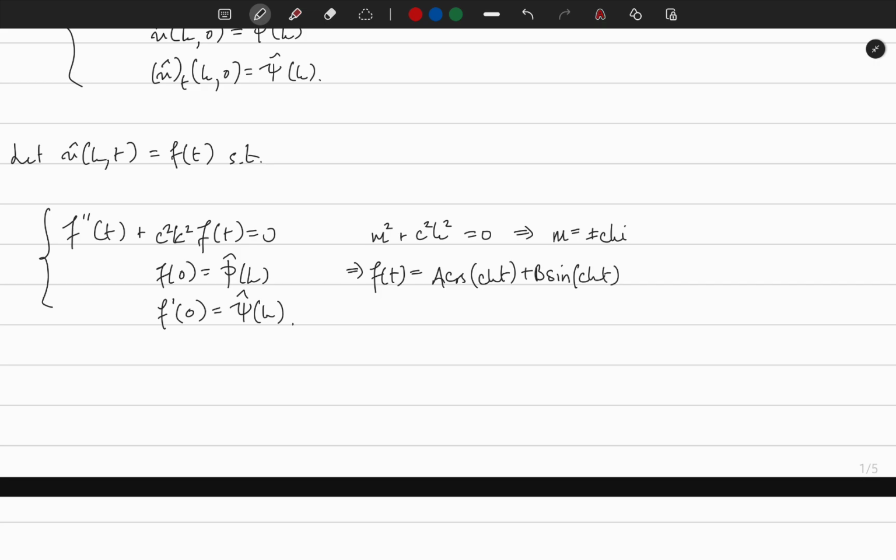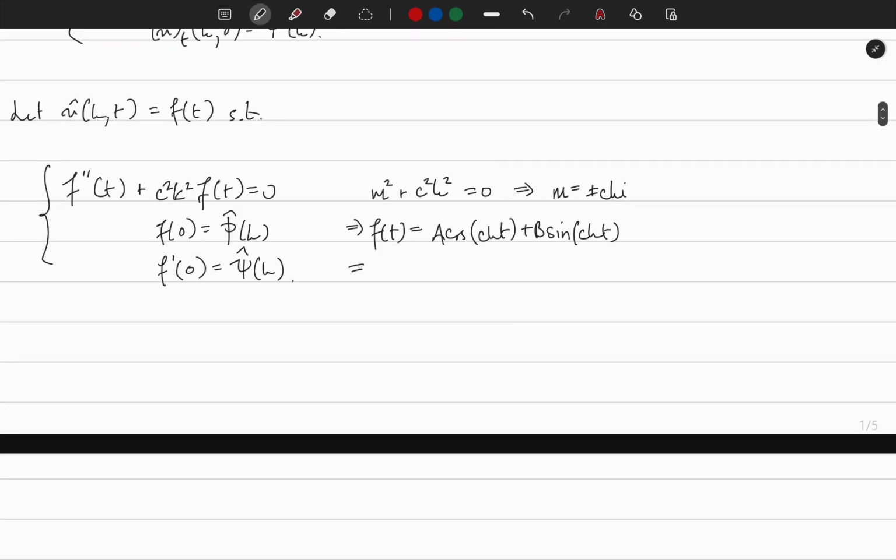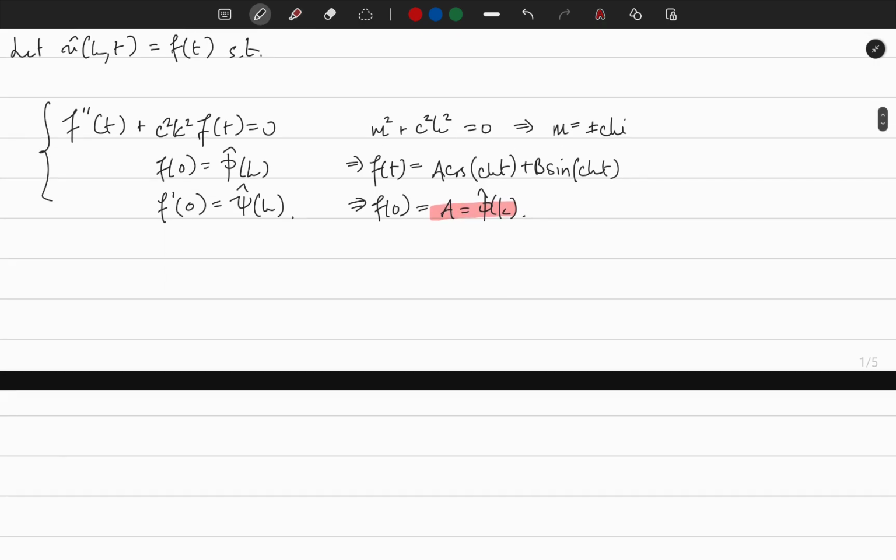And of course we can find a and b, these are constants, because we have two auxiliary conditions. Doing so, we put in f of 0 to be equal to phi hat of k. We'll get that a, cosine of 0 is just 1. The b term vanishes because sine of 0 is 0. A is equal to phi hat of k. So that is 1 constant.